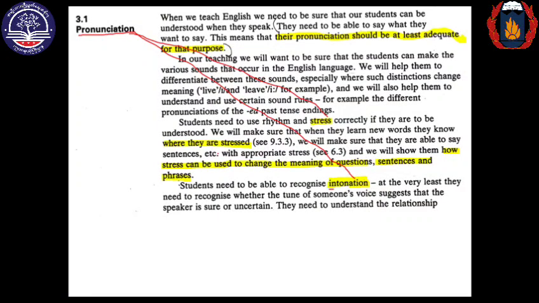Handsome. Shall we look up handsome? Handsome. On the first syllable. Yes, handsome.